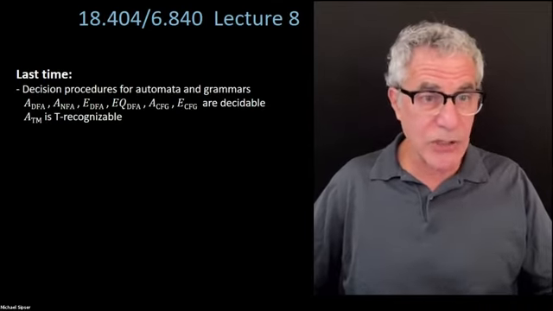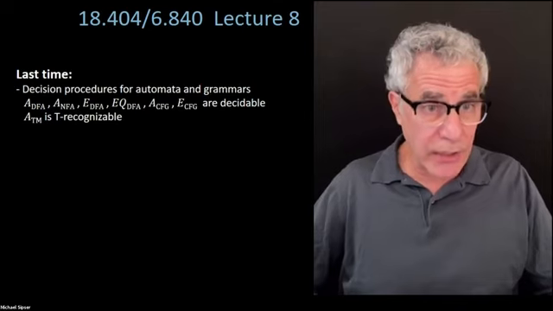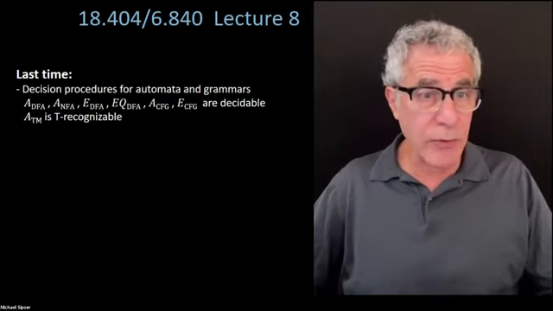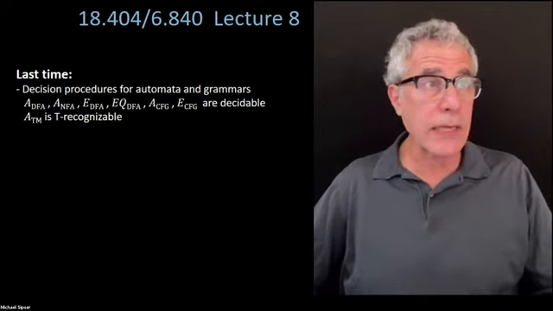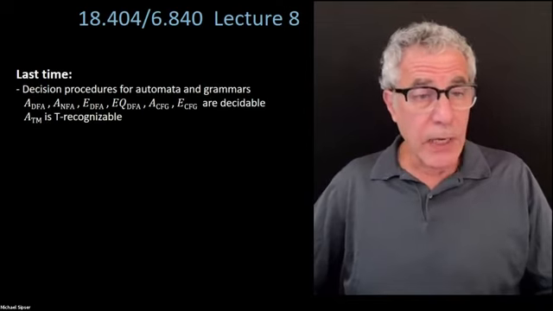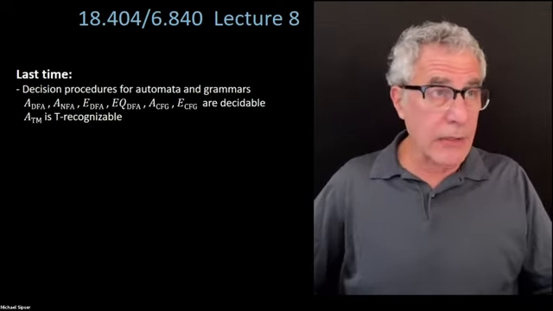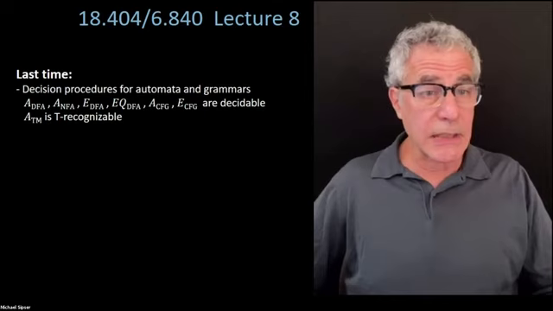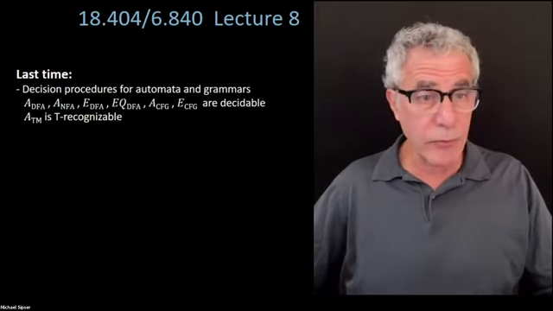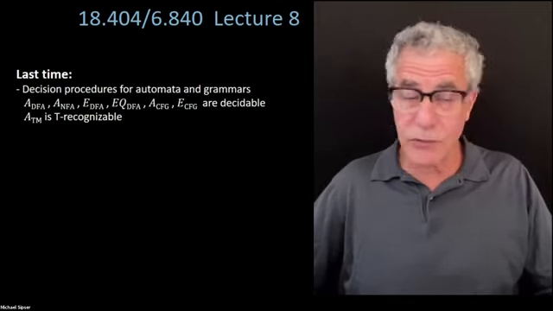There's a question here in the chat already about that. Yes, we did show that. That was the universal Turing machine that we presented at the end. That's what shows that ATM is Turing recognizable. We mentioned that ATM is not decidable, which we promised we will prove today, and we will do so.